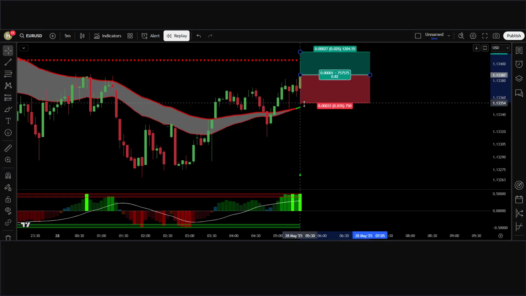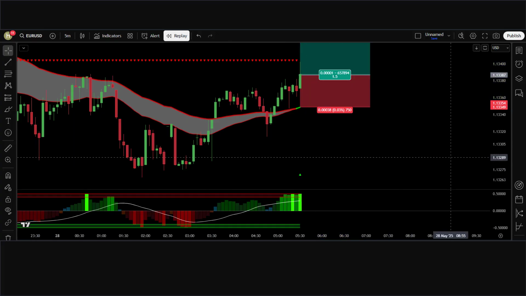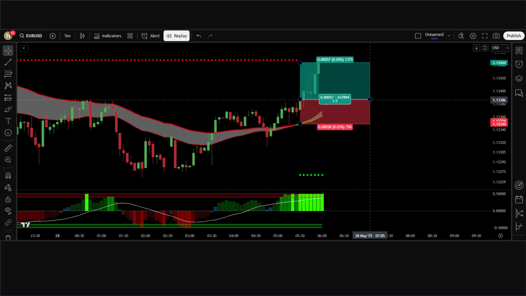Our stop loss will be placed at the green slow MA of Slingshot system indicator. And the risk to reward ratio will be 1:1.5. Let's see what happens to our trade. We have won the trade.